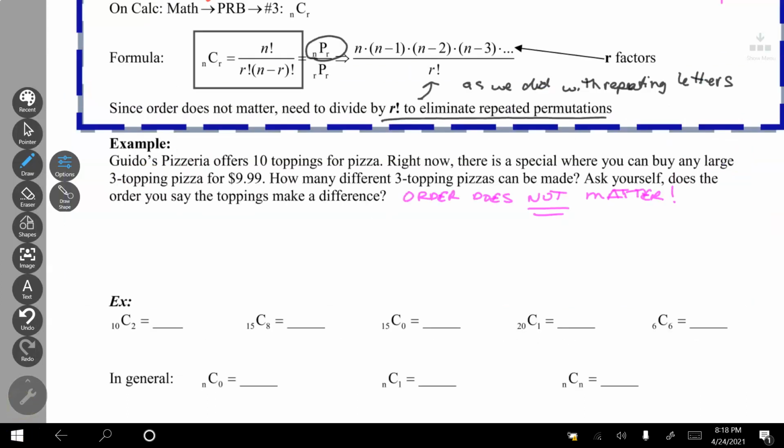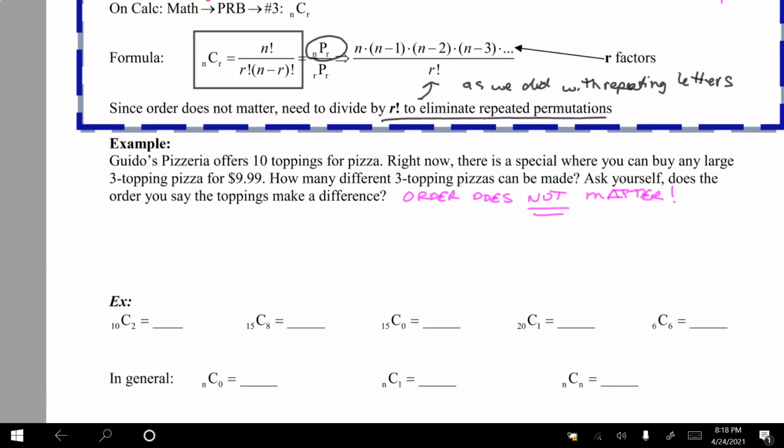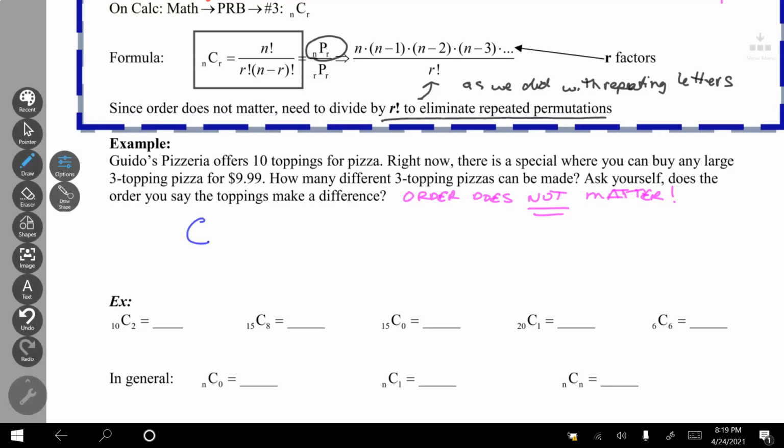Okay, so Guido's offers 10 different toppings to put on a pizza. They have a special where you could put 3 toppings on for $9.99, not including double toppings and this and that. How many different 3-topping pizzas can be made? Order does not matter for toppings on a pizza. Like I said, if you ordered pepperoni and a sausage pizza, and someone else ordered a sausage and pepperoni pizza, they're going to make them the same way. Just because you said them in different order did not matter to the people making the pizza. So that means it's going to be a combination. There's 10 items total. I'm putting 3 on.